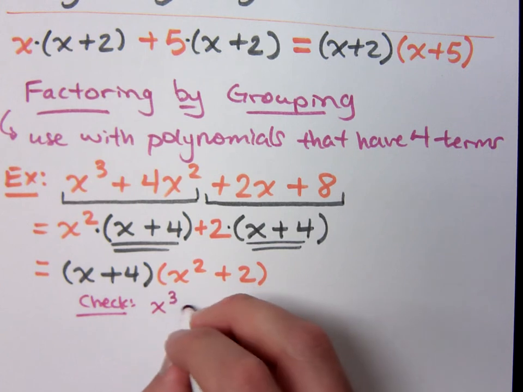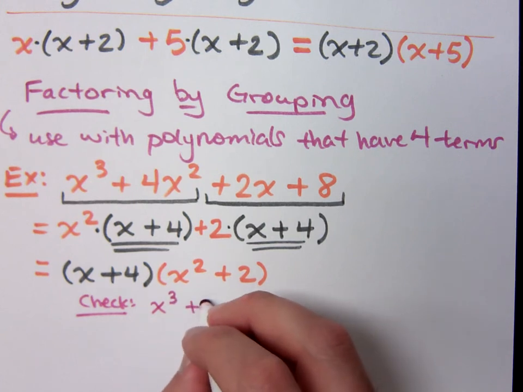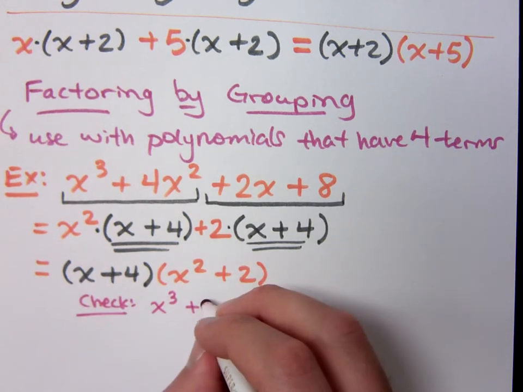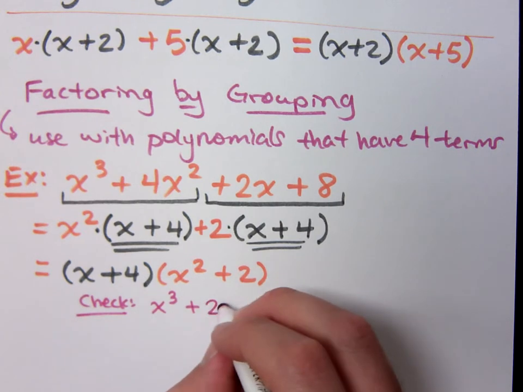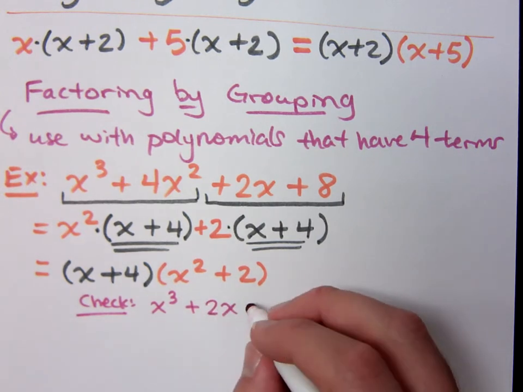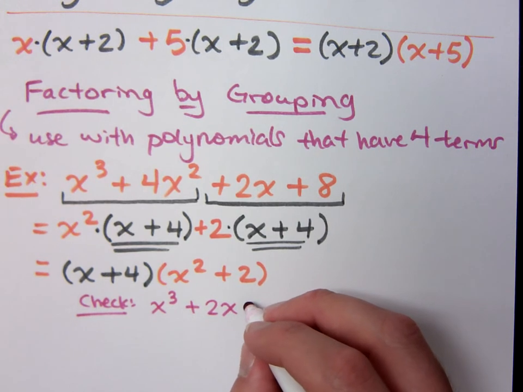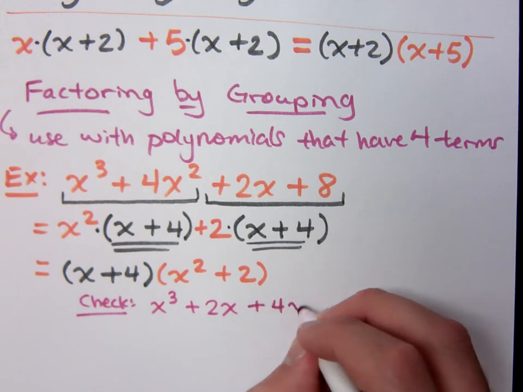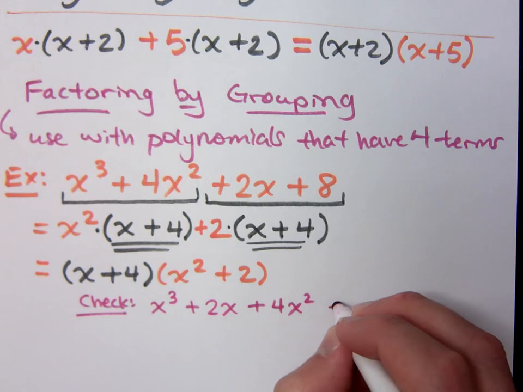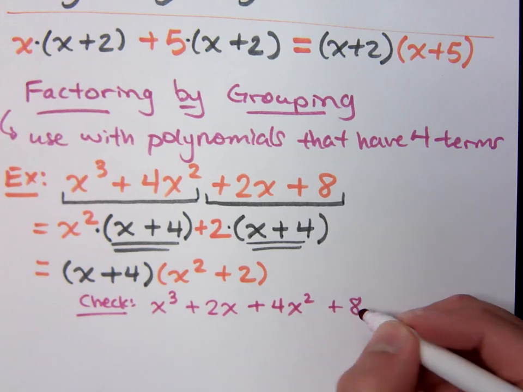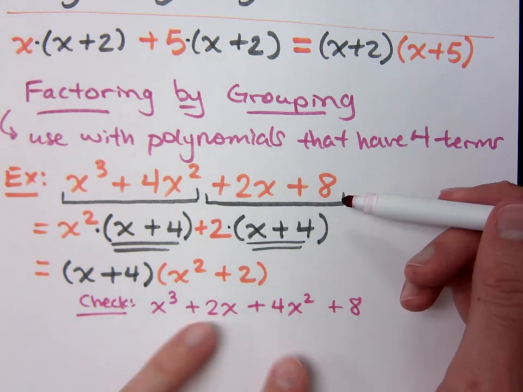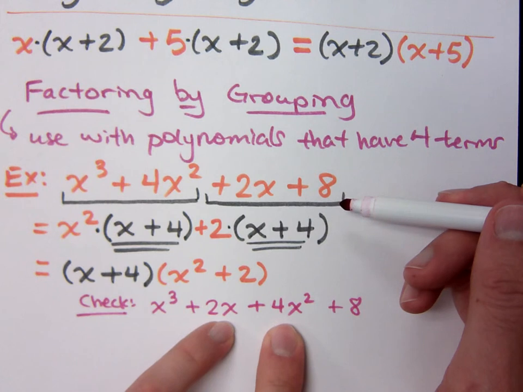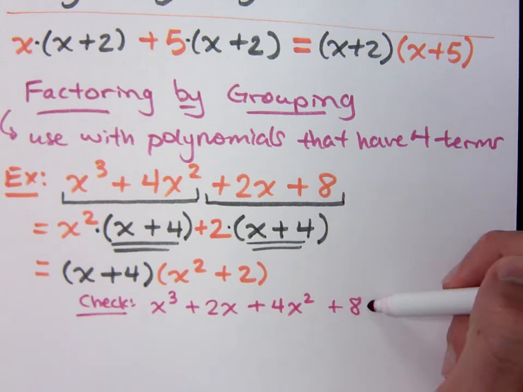What about the outside terms? Basically you did x times x squared, and now do x times 2, so that's 2x. Inside, what do you get? 4x squared. There we go. Then what? Last terms, plus 8. Is that the same as my original problem up here? Yes. The only difference is the order of the terms, but this is addition, so you can easily flip those around. So I see that everything checks out here.